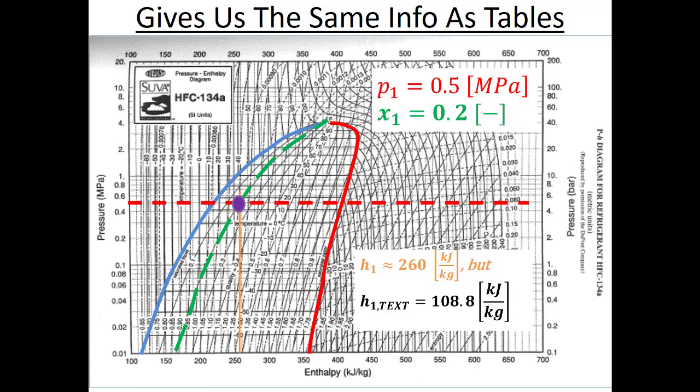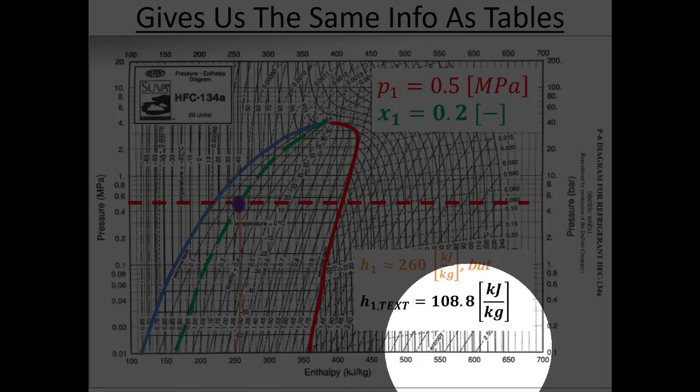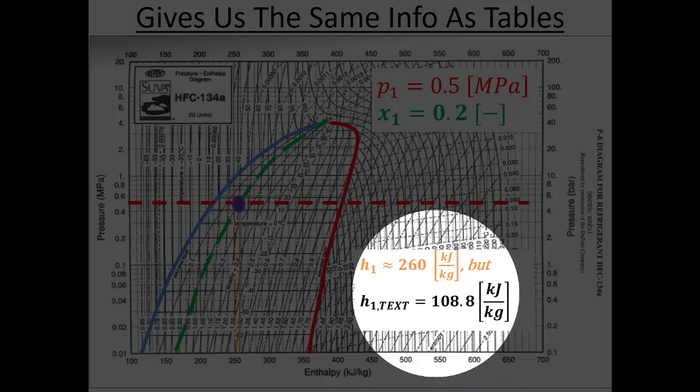Now the weird thing is if I fix this state in the textbook, I get that H1 is 108.8 kilojoules per kilogram. Now, if this was only off by a little bit, I could chalk that up to graphical error, but 108.8 is over here. It's maybe not even under the vapor dome. So what's the deal here? Why are these different numbers?